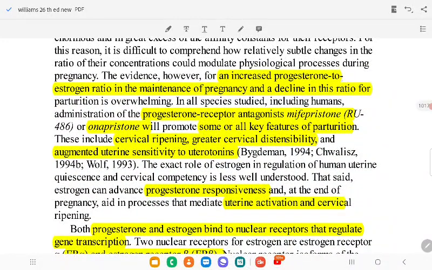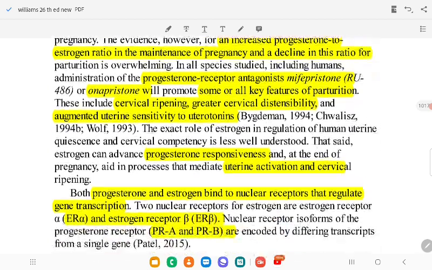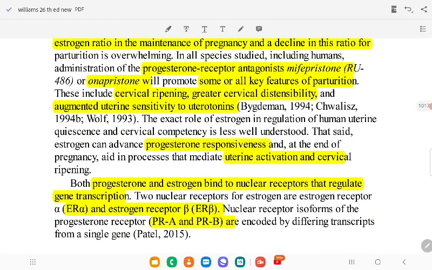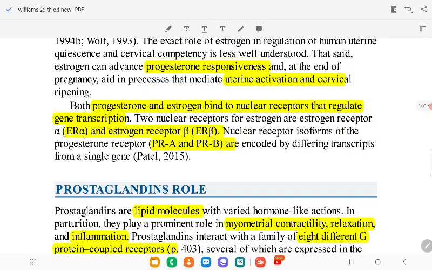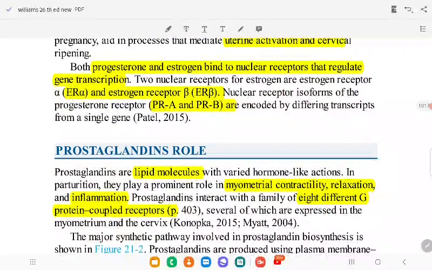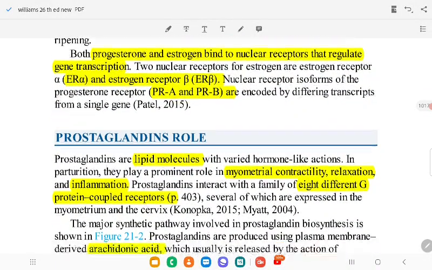Another point is that an increased progesterone to estrogen ratio maintains pregnancy. A decline in this ratio leads to parturition initiation. If you administer a progesterone antagonist like mifepristone, RU486, or onapristone, it will promote key features of parturition: cervical ripening, greater cervical distensibility, and augmented uterine sensitivity to uterotonics. Both progesterone and estrogen bind to nuclear receptors, progesterone receptors A and B and estrogen receptors A and B.